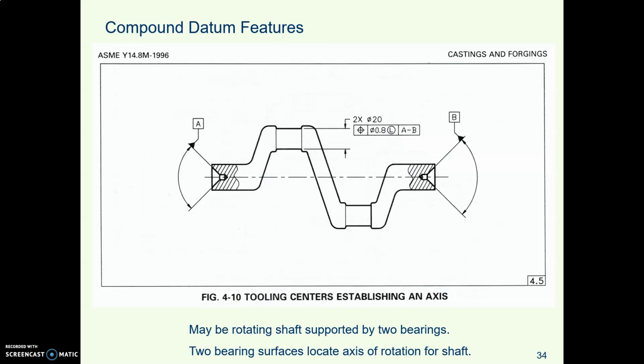Here is an example of a compound datum axis. This is not out of our dimensioning and tolerancing standard. This one happens to be out of the castings and forgings standard, but I thought it was interesting that they too are using a compound datum. So here is something like a crankshaft, where each end has to go into one of those pins centered up so that we can inspect this thing. So they have written A-B. A and B together make a compound datum axis.